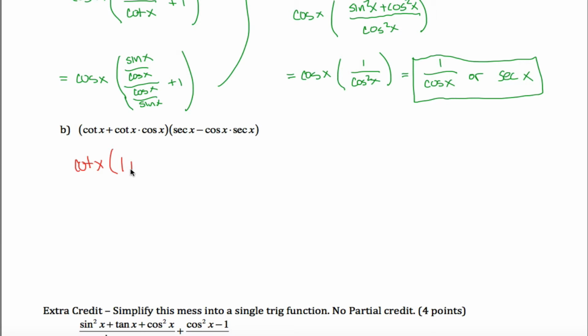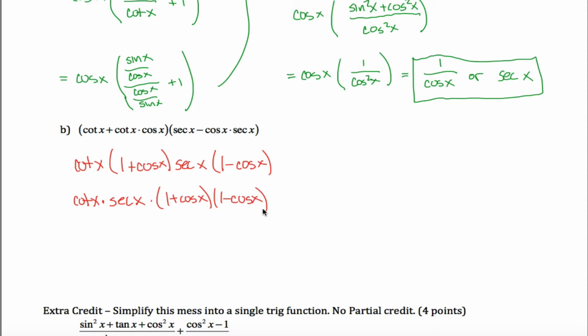And if you factor that out, you got 1 plus cosine of x. And in this factor, both terms have a secant of x in them. And if you factor that out, you'd be left with 1 minus cosine of x. So really what I have is cotangent of x times secant of x times 1 plus cosine of x times 1 minus cosine of x.